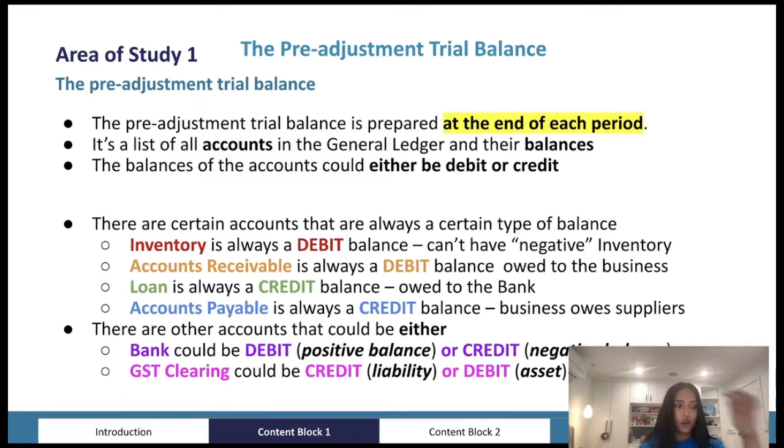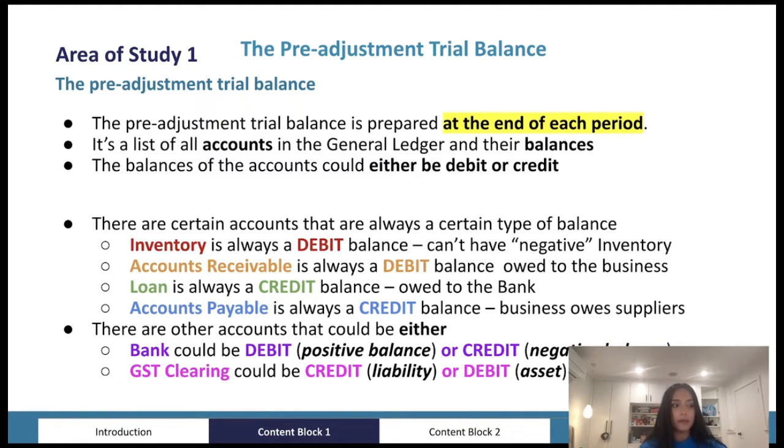Another example, loan accounts will always have a credit balance because it will be an amount owed by the business to the bank. Accounts payable will always have a credit balance because it's an amount owed by the business to suppliers. There are other ledger accounts that can have either a debit or a credit balance.